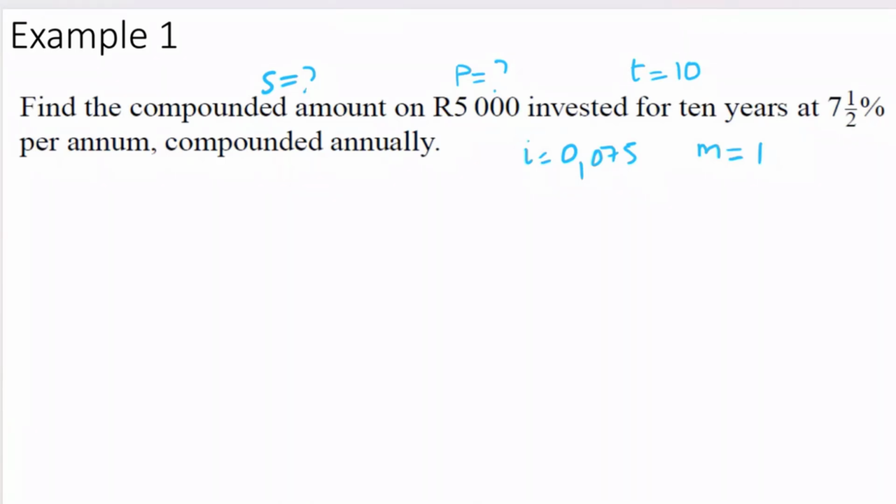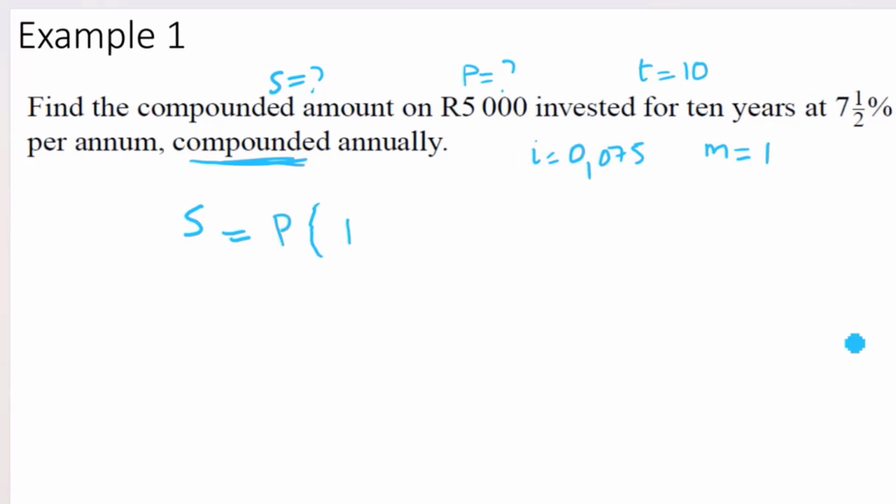You are using the compound interest formula. Why are you using it? You see that it is compounded. The minute you see compounded, you use the compound interest formula. So your S is equal to P times 1 plus I over M, to the power MT.